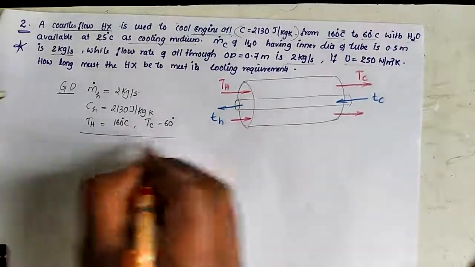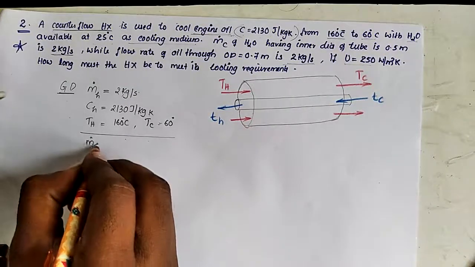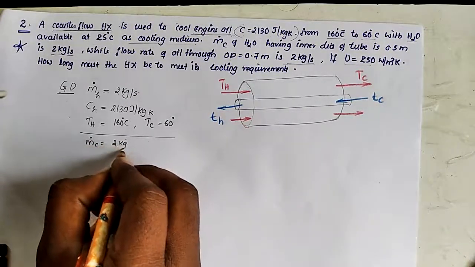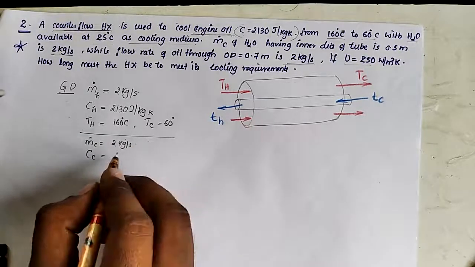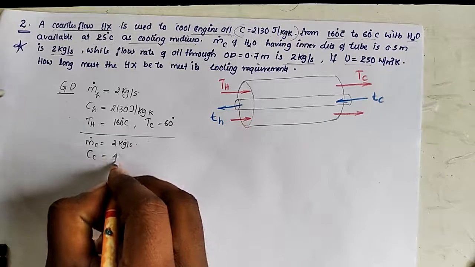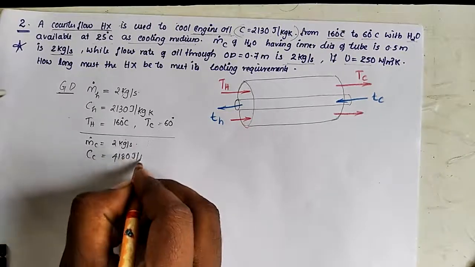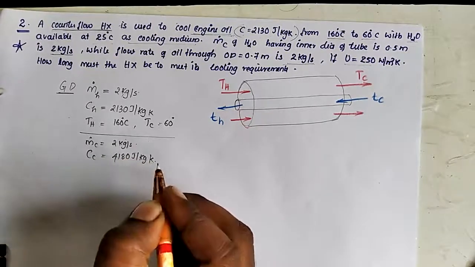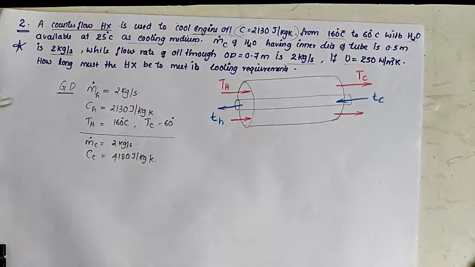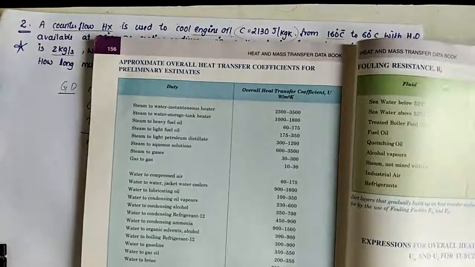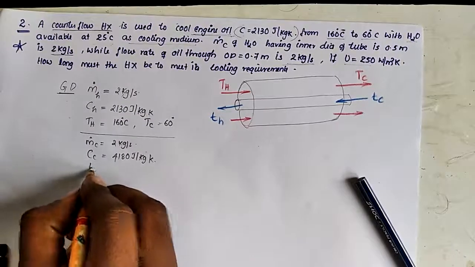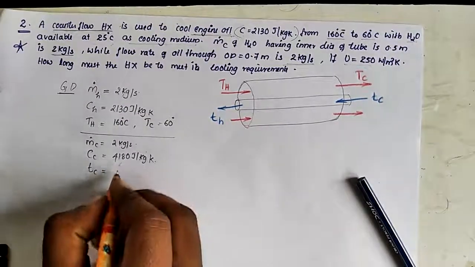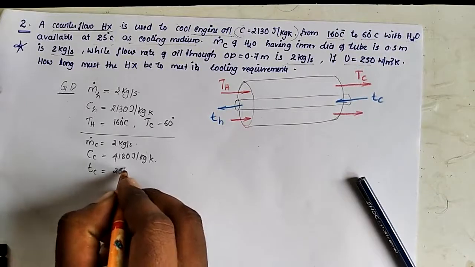Next is the cold fluid. Its m dot c is also 2 kilograms per second, and Cc, the specific heat capacity of water, is 4180 joules per kilogram Kelvin. As I said, we can take it from the data book, or we need to memorize that value. Then the inlet temperature of the cold fluid is 25, which is also given in our question.